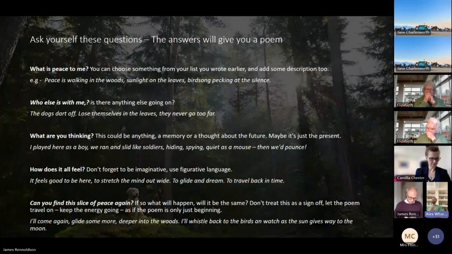So what is peace to me? I wrote, peace is walking in the woods, sunlight on the leaves, birdsong pecking at the silence. Who else is with me? Is there anything else going on? So I'm going to say the dogs dart off. They lose themselves in the leaves, but they never go too far.